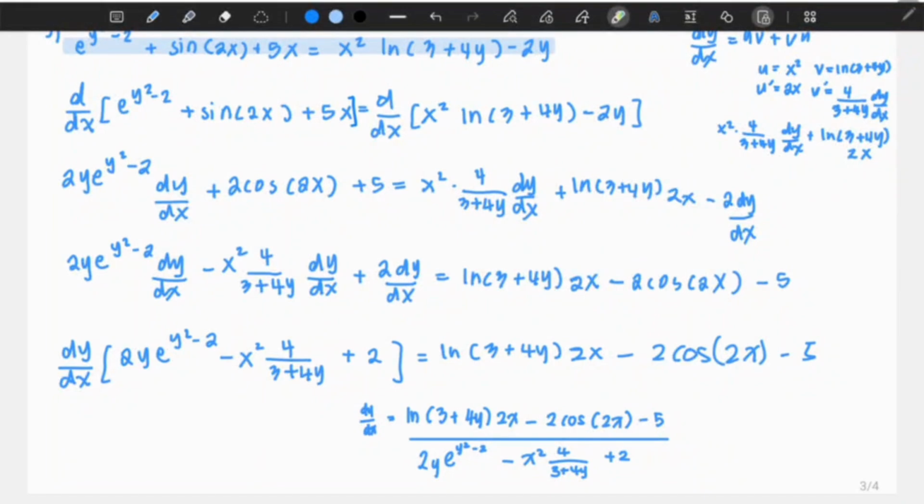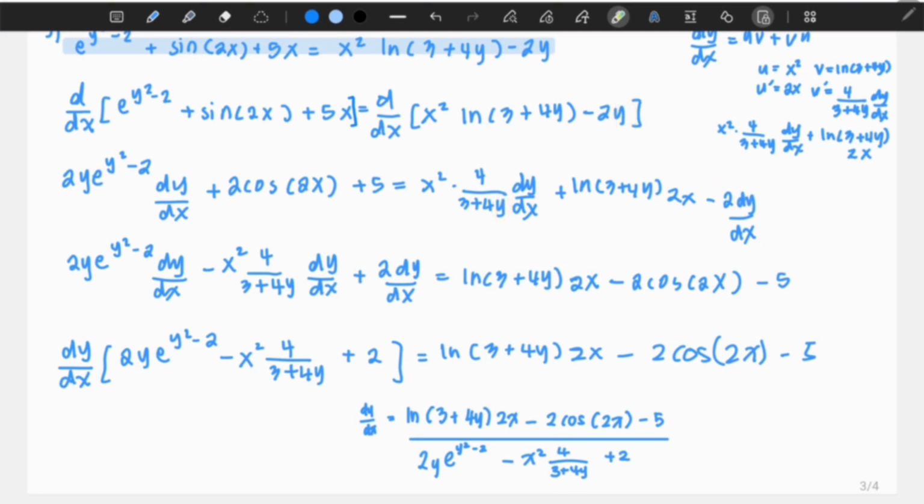Okay, to solve this question, we must use implicit differentiation. Put d/dx in front of each function and then differentiate each of them. For this function, we can use the product rule. After we differentiate them, don't forget to put dy/dx for the function that has y in it, like this and this.